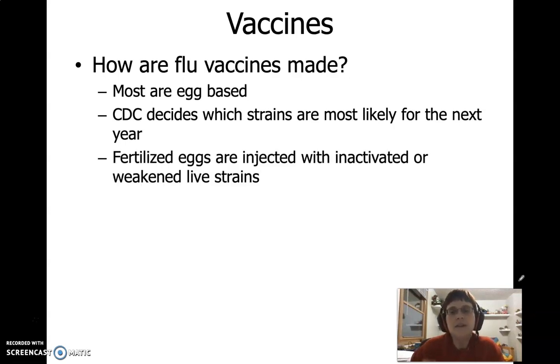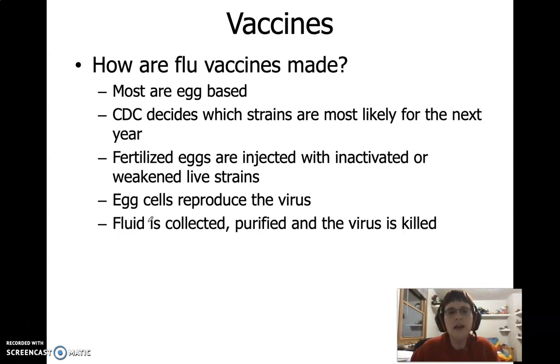Then what they're going to do, if it's an egg-based vaccine, is inject fertilized eggs with inactivated or weakened live strains of that virus. Because what they want is for these to actually infect the eggs so that the egg cells will start manufacturing copies of the virus. Now, I mentioned that not all of these are egg-based now. They're cell-based, and they do the same thing. They're going to infect cells that they have in cultures. So then the cells are going to reproduce the virus, which is what we want. We want lots of copies of the virus.